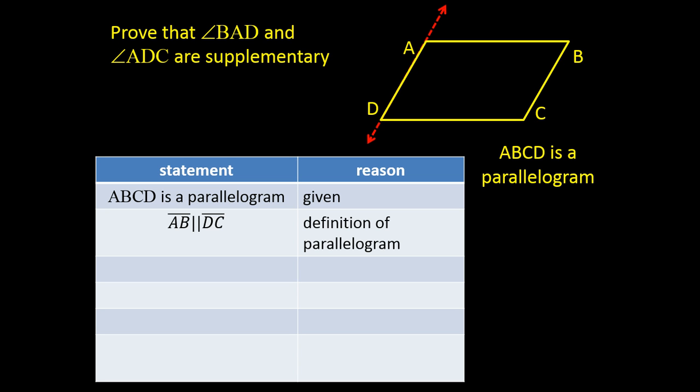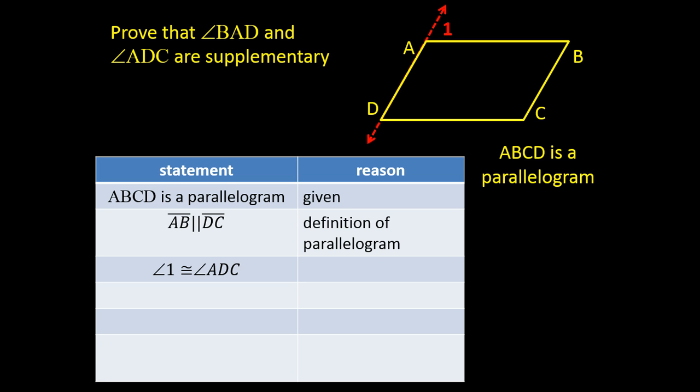Now we're going to do something to the picture to help us see the next step. Let's extend segment AD and show the line that contains that segment. And let's mark an angle in the picture. We'll call it angle 1. So our next statement is that angle 1 has to be congruent to angle ADC.